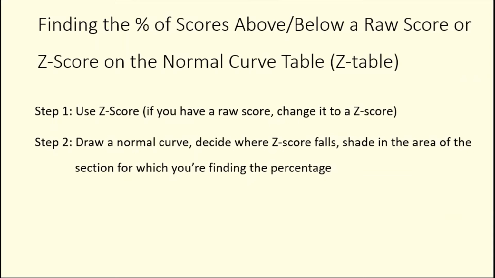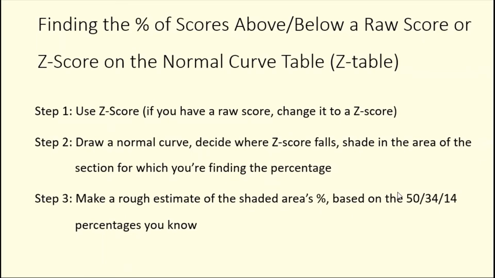So for instance, I'm going to find my z-score. And if I'm finding the percent of scores above that z-score, I'm going to shade in everything that looks like it's above that z-score. If I'm finding the portion below, I'm going to shade in the part that's below that z-score. And I'll show you an example of this.